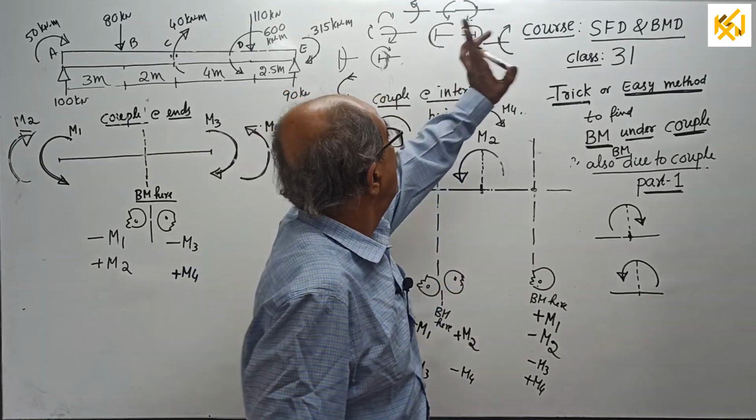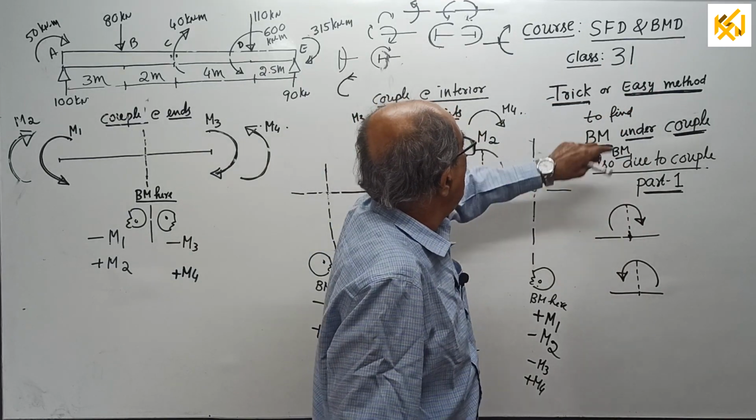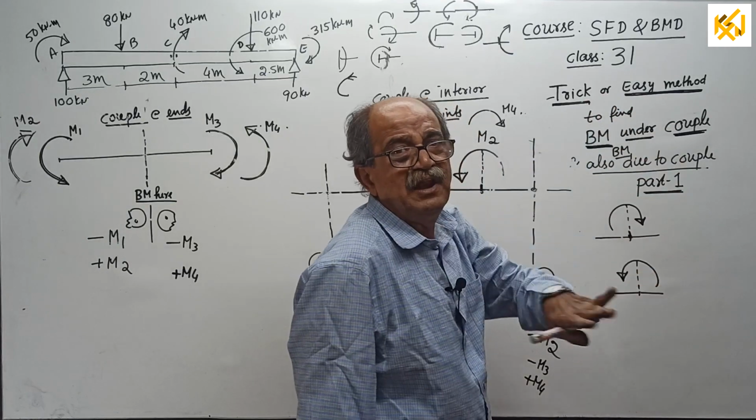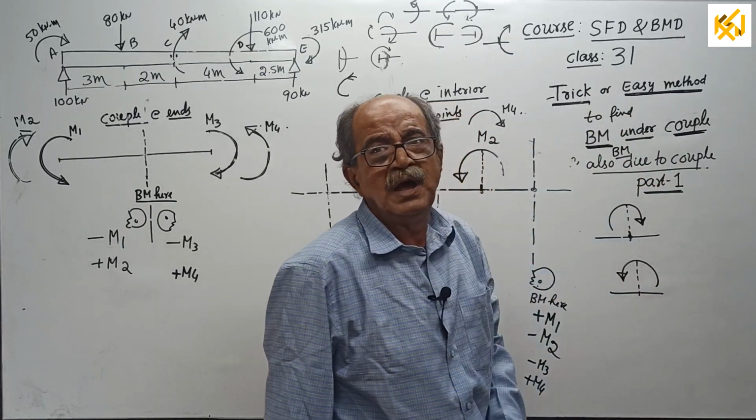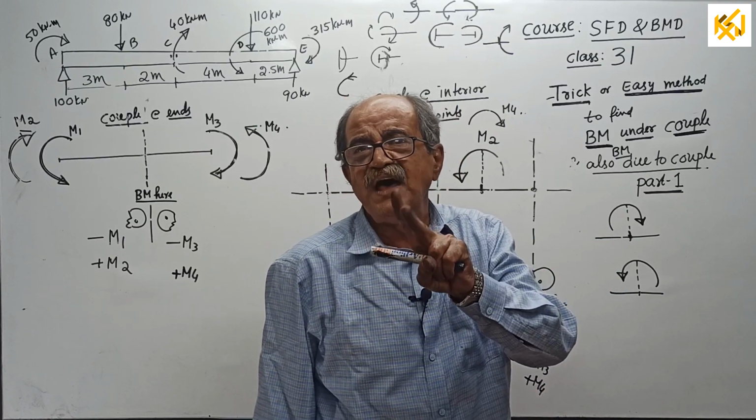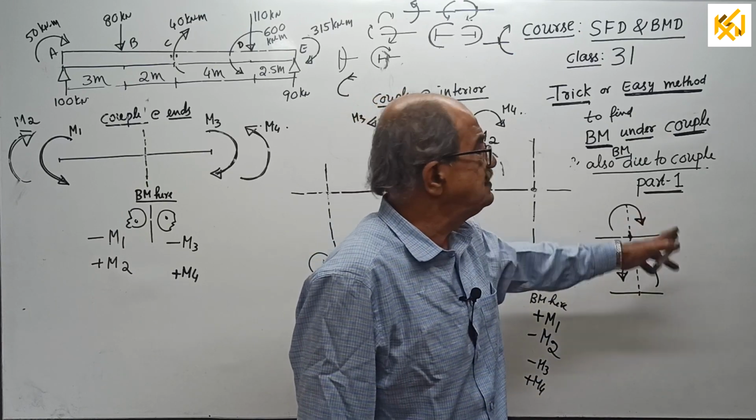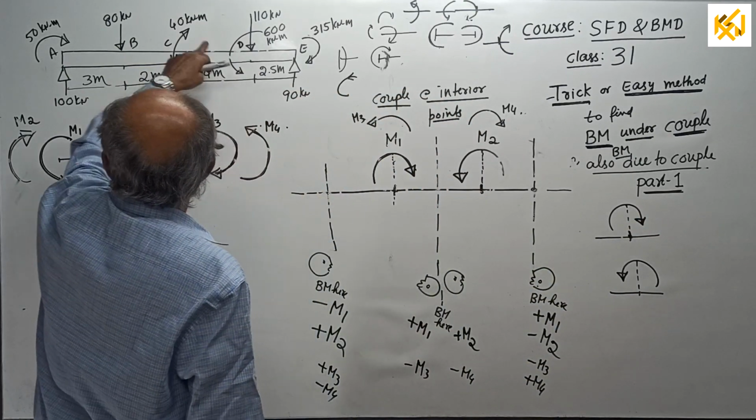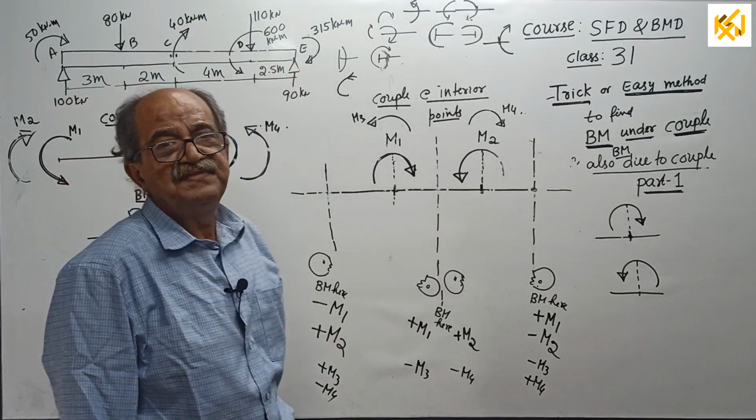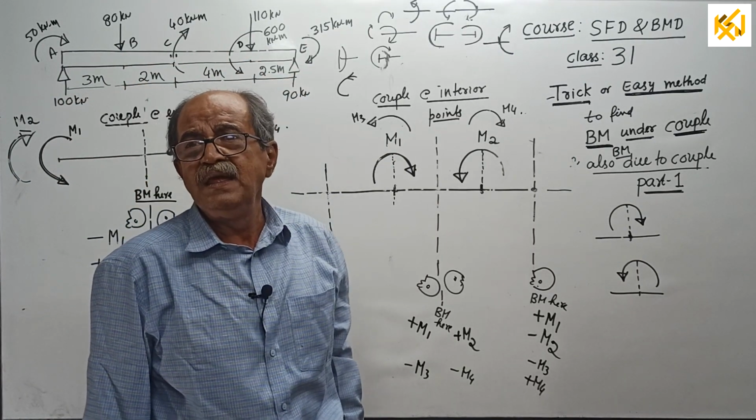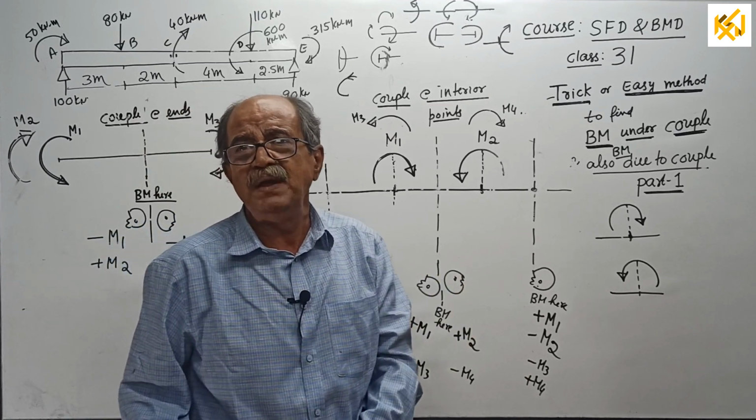Okay, now, class number 32, I will write the same heading. I will write trick or easy method. I will remove it now, no trick now. I will tell how to find BM due to a couple. Two points are there, under the couple, twice calculation, and general case. That is this example. I will find BM and SF at all the points. That is the last part of my pre-explanation before starting SFD and BMD.